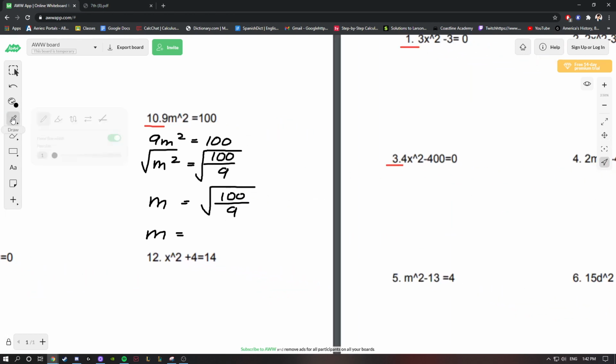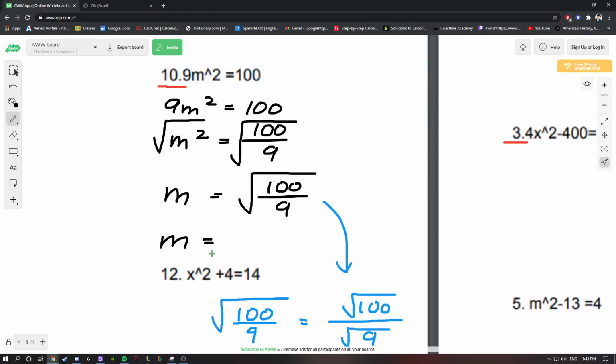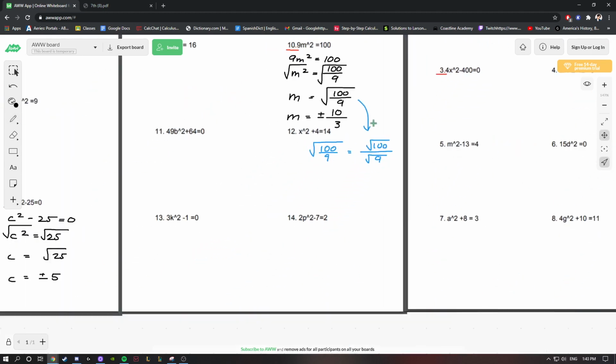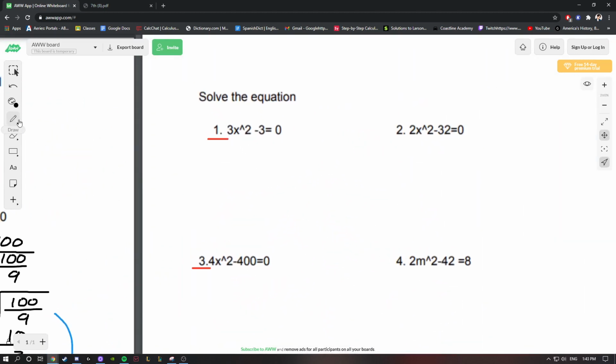And just note that the square root of 100 divided by 9 is the same thing as the square root of 100 divided by the square root of 9. So given that knowledge, we know that the square root of 100 is 10, and the square root of 9 is 3, and obviously we want our plus or minus. So the answer to this question number 10 here is plus or minus 10 divided by 3, or 10 over 3.